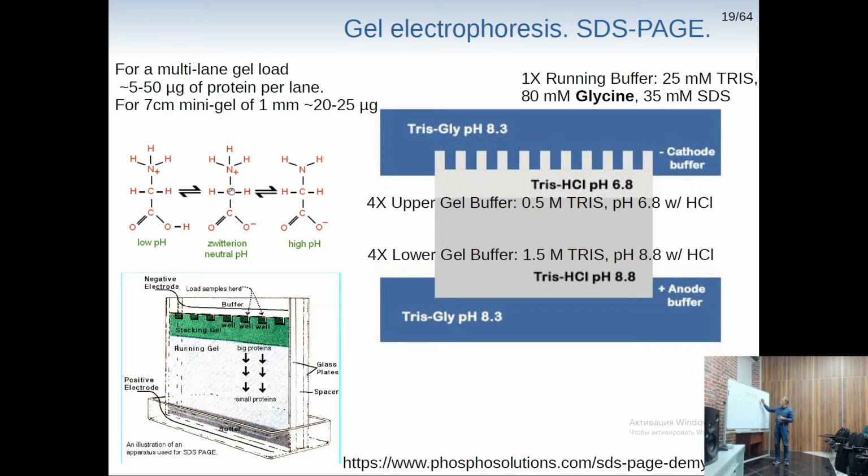It will be migrating here, and this gel will have only glycine, which at this pH will have no net charge. What do we have here? We have a lot of charge carriers here and here, but this area has no charge carriers except for what we put here: proteins, right? So it's the same as if we have only proteins in our solution, right?